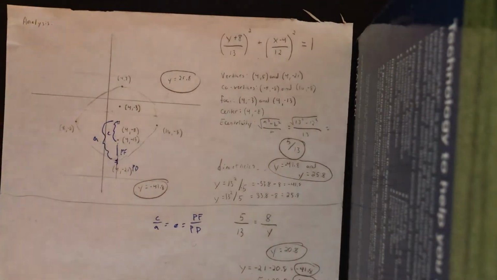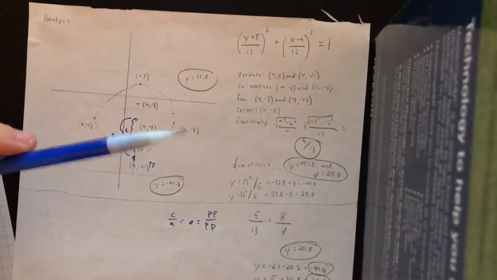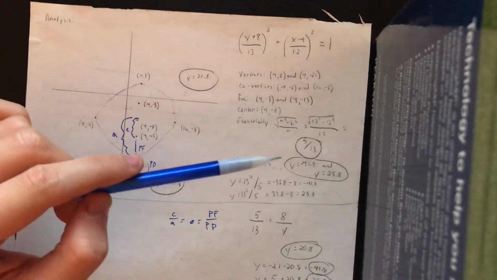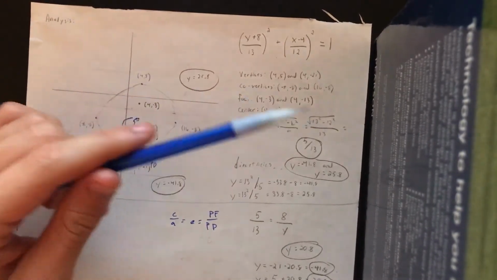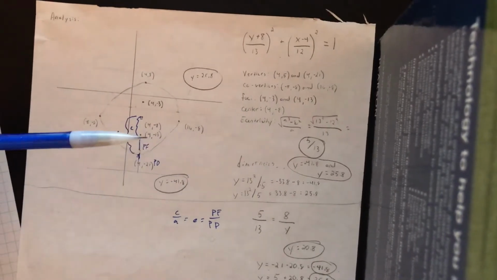And then from there we can analyze this equation. It becomes an ellipse. Sorry for this bad drawing. But we're able to determine the vertices, which are (4, 5) and (4, -21). The co-vertices are (-8, 16) and (16, -8). We're able to determine the foci at (4, -3) and (4, -13). The center is at (4, -8). And then to determine the eccentricity, we can do the square root of a squared minus b squared over a. And once we do that, we figure out the eccentricity of this equation is 5 over 13.